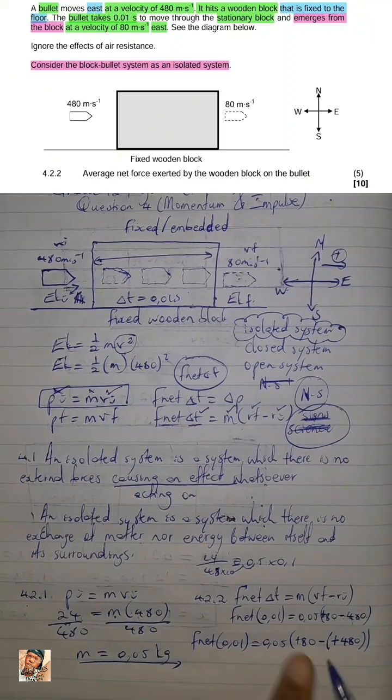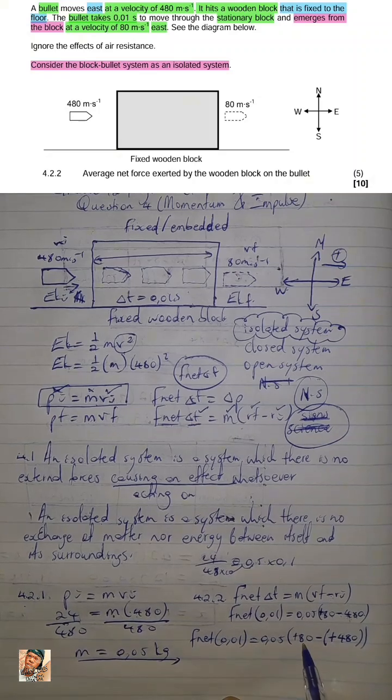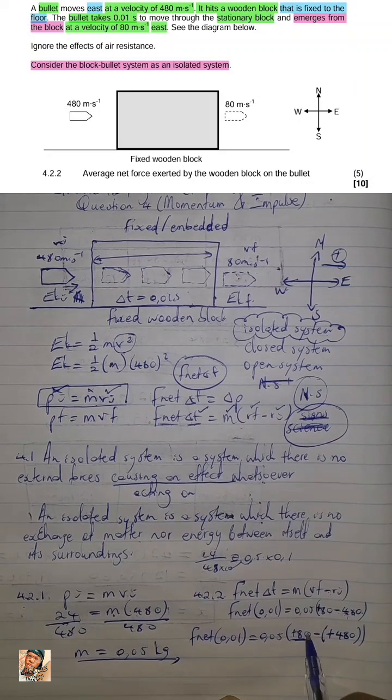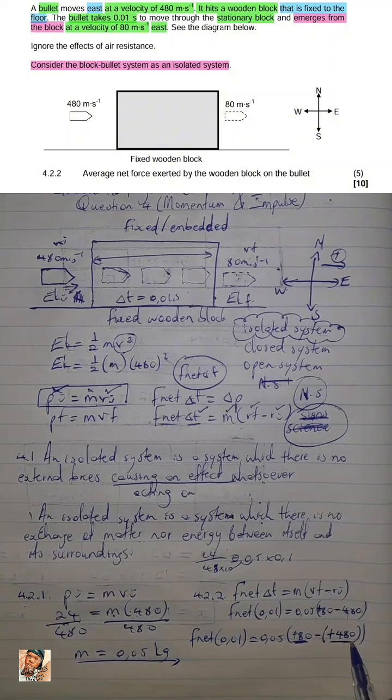I know that certain learners don't understand the signs. So these are the signs then. Okay? So I hope that this is clear. Final velocity was positive, that is why positive 80. It was positive because it was going east. Initial velocity was also positive. So that is why I've written it as positive.